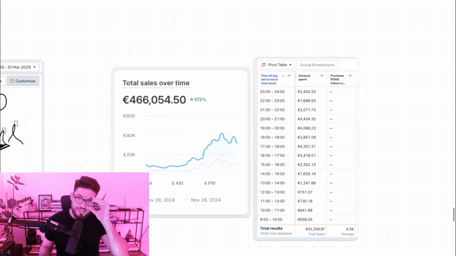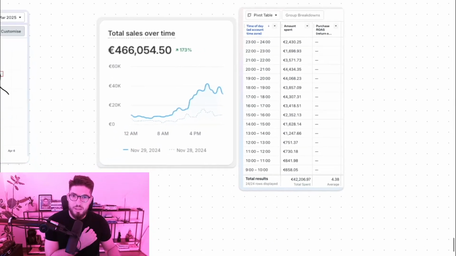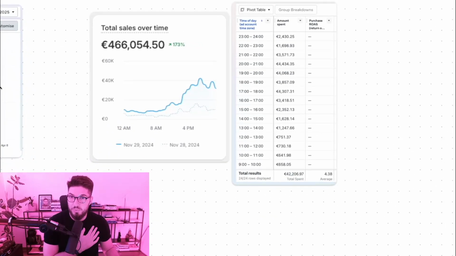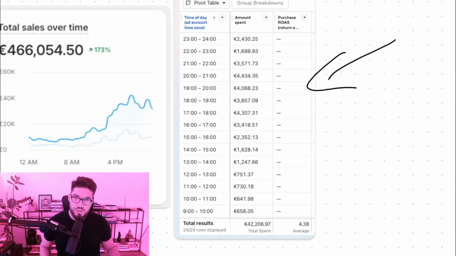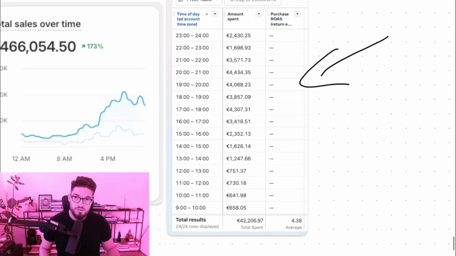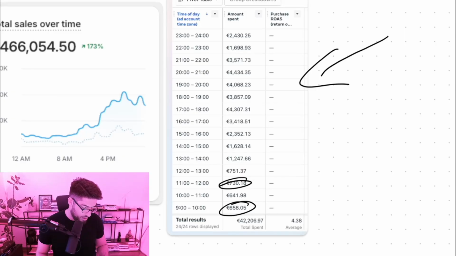Same thing with intraday scaling in the middle of Black Friday. Last Black Friday with this brand, we did a crazy record. Year over year, it was 170% growth, 466K in one day. And this is the Facebook budget on an hourly basis, right? So we start the day very chill, 600 per hour, 700 per hour. But then on the good hours, we get to 4K, 3.8, 4K, 4K.